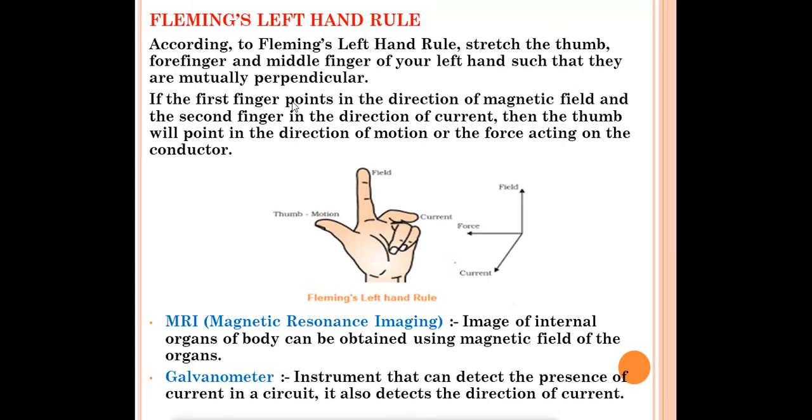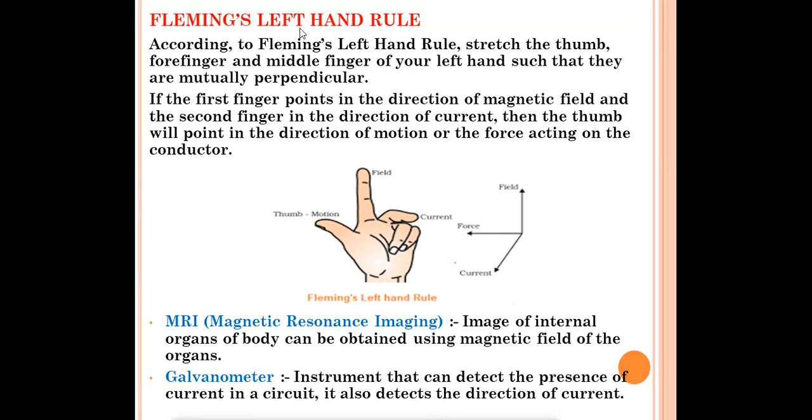If the first finger points in the direction of the magnetic field, and the second finger points in the direction of the current, then the thumb will point in the direction of motion of the force. Then what will the thumb show? It will show the direction of motion of the force acting on the conductor.